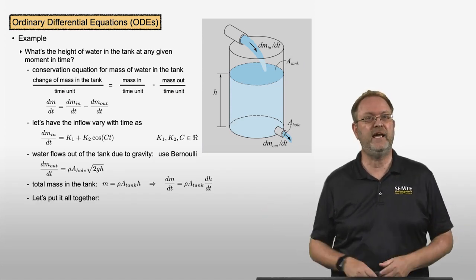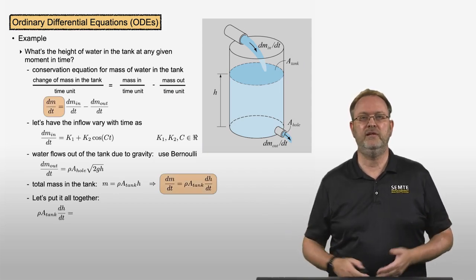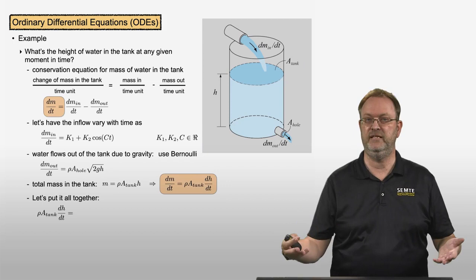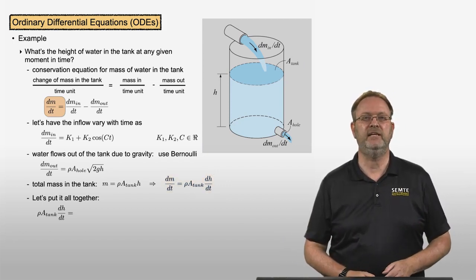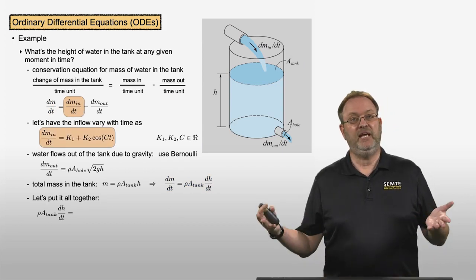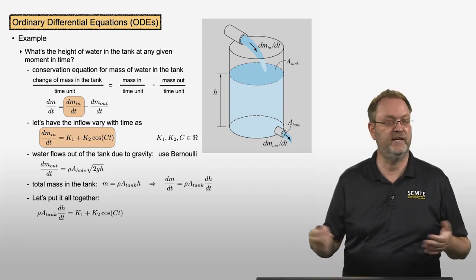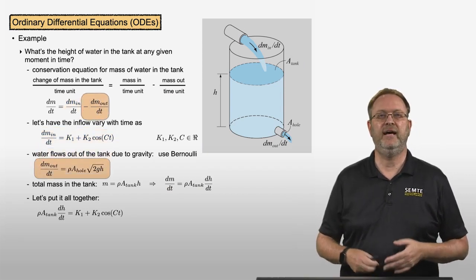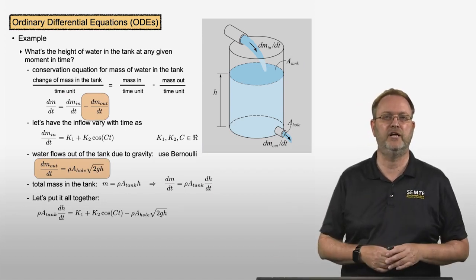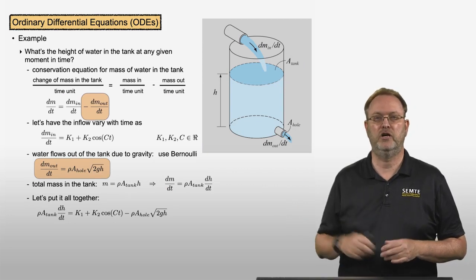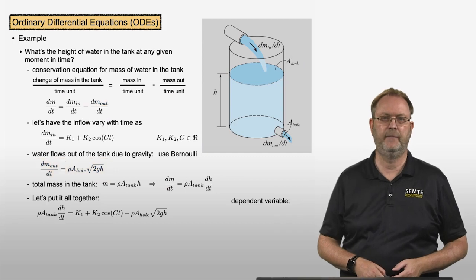So let's put everything together into the conservation equation. So dm/dt is rho times A_tank times dh/dt, the change of water height per time unit in the tank, is equal to dm_in/dt, that was my given analytical function, k1 plus k2 times the cosine of ct. And then I have minus whatever flows out, so minus rho times the cross-sectional area of the hole times the square root of 2g times the height of water in the tank.